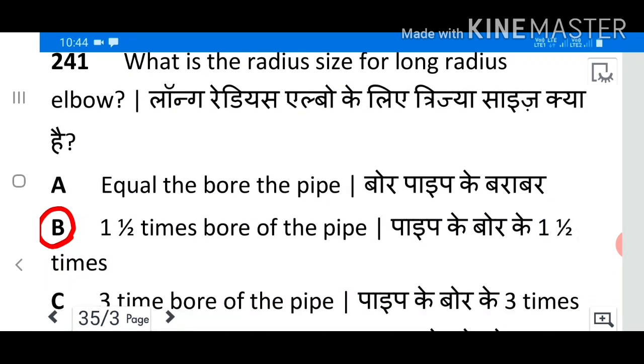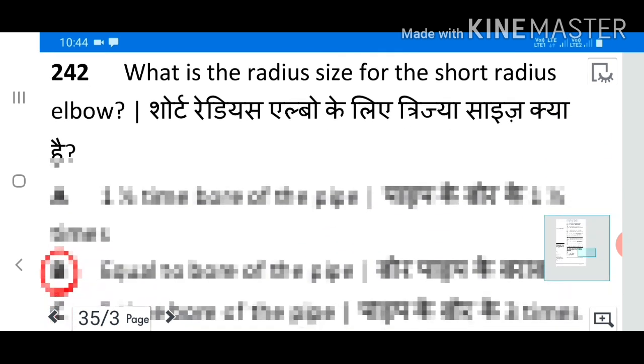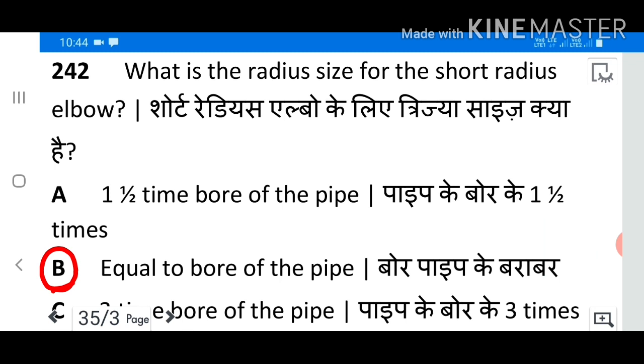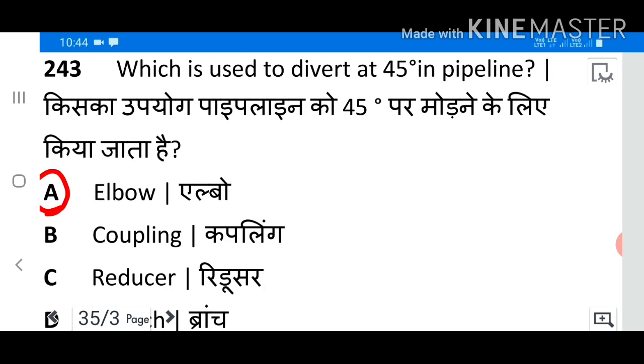241. What is the radius size for long radius elbow? Answer B. 1.5 times bore of the pipe. 242. What is the radius size for the short radius elbow? Answer B. Equal to bore of the pipe. 243. Which is used to divert at 45-degree in pipeline? Answer A. Elbow.